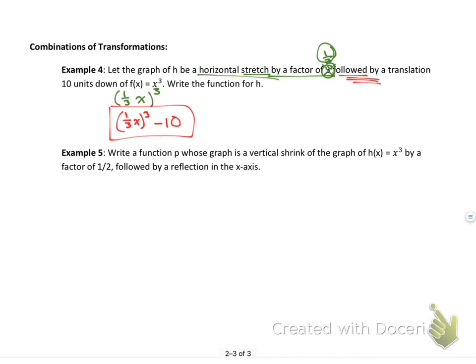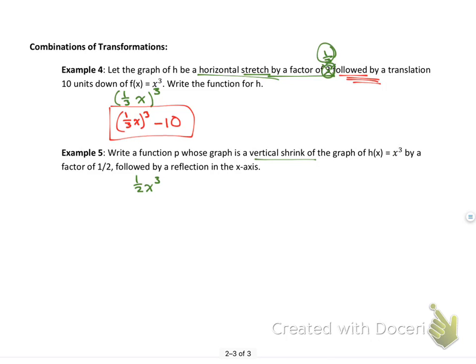Another one, vertical shrink. Vertical shrinks don't flip, and it's a vertical shrink by a factor of 1/2. So we write the equation first because it's vertical. We don't have to set up an inside, it goes outside. The 1/2 goes outside, it goes in the front because it is a shrink, so it'll be 1/2 right there. And that's what we get.